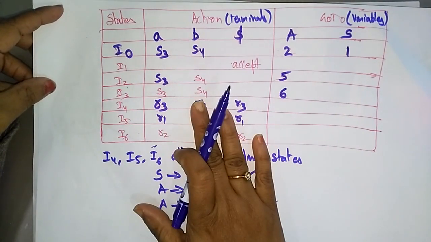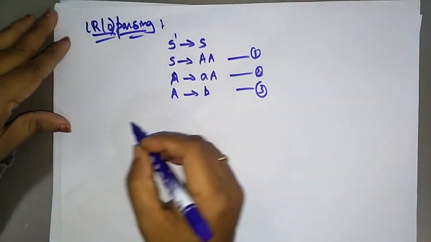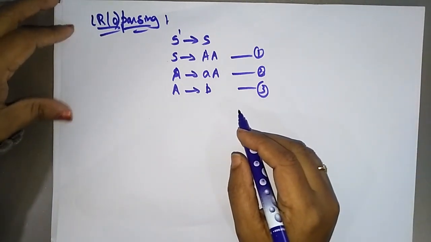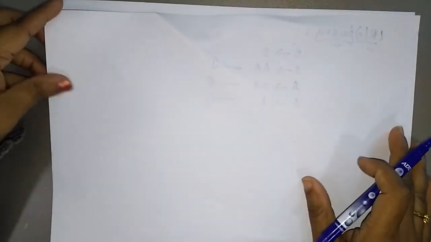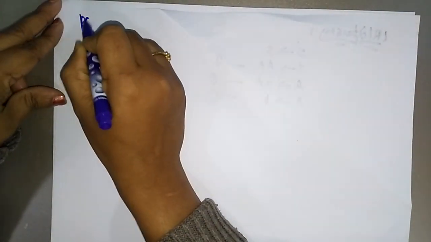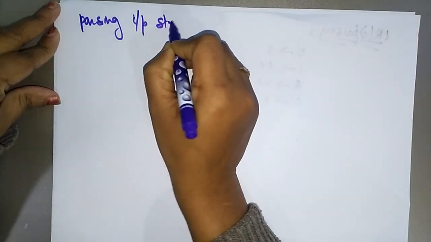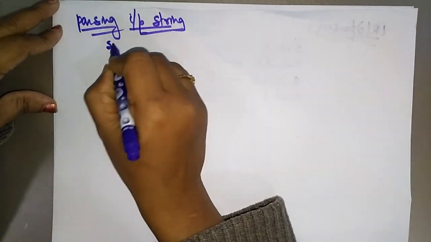So after constructing the LR0 parsing table, let's parse the string. Okay, let's parse the string. Let me take a fresh paper to parse the string. Parsing input string. So by seeing the table, you need to construct the input string. So let's take the steps here.